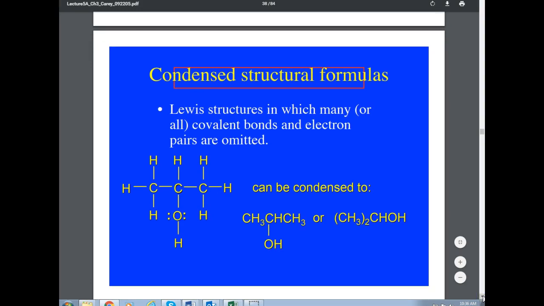And after we do the Lewis structure, then we can start showing it as a condensed structure. When you get to organic chemistry, we're just going to start writing it like this because they get really long and complicated. So this is called the condensed structure here in yellow.